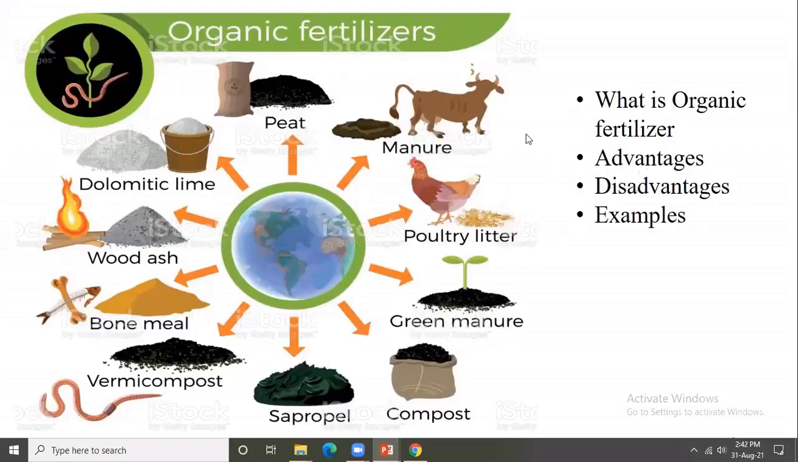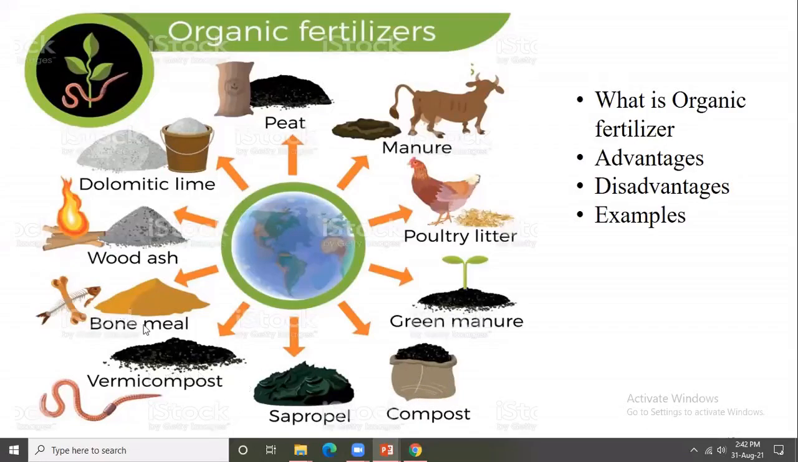Before that, we will see some examples of organic fertilizer. Cow manure or poultry manure, poultry litter and green manures. What plants are used as green manure? Sunhemp, yes, sunhemp, and most legumes, Gliricidia, and some legume and bean crops are also used as green manures. Then compost and vermicompost.